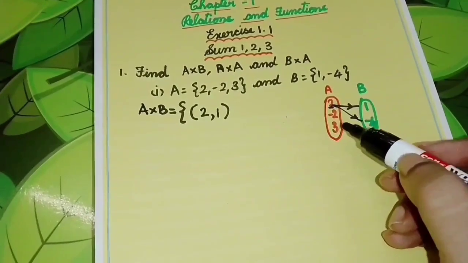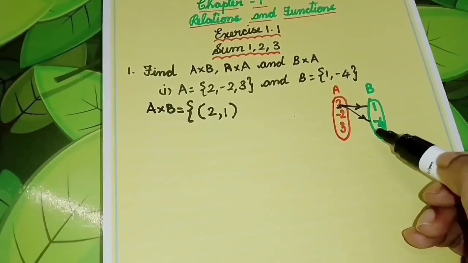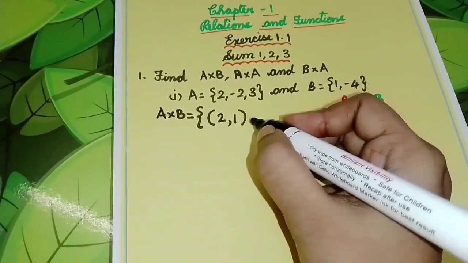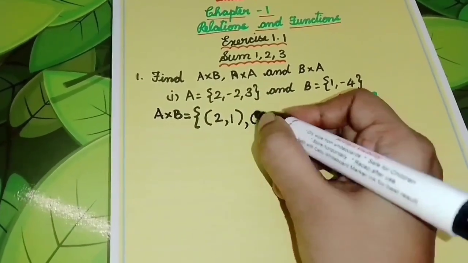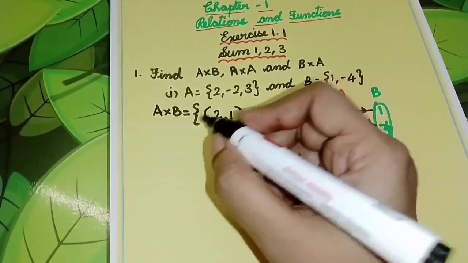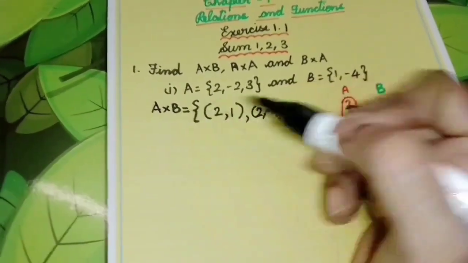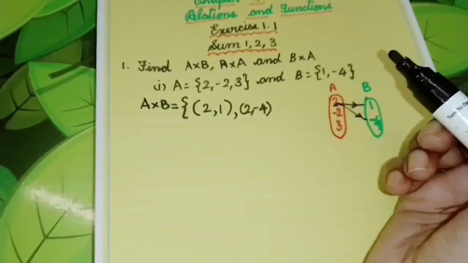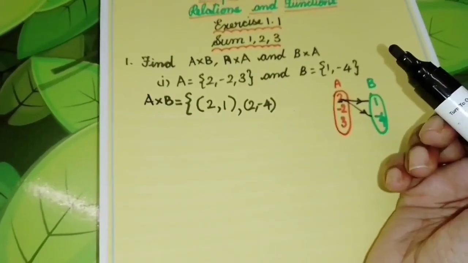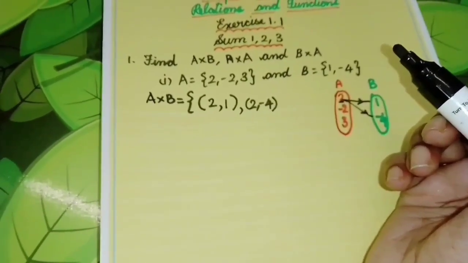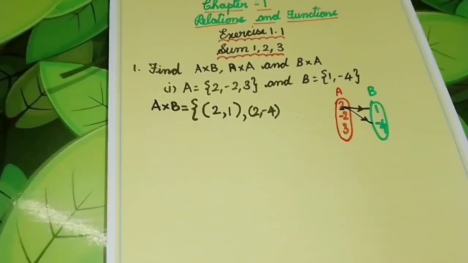And what is the second element? 2 has formed a pair with minus 4. So 2, minus 4 will be our second element. These are two different elements of our new set A cross B. How can we separate them? We separate them using a comma. The comma, parenthesis and bracket are very important while writing this set because each has its own meaning.